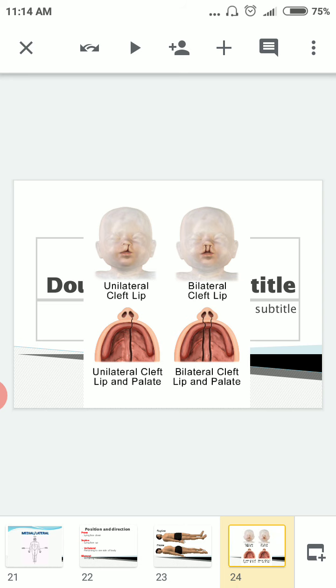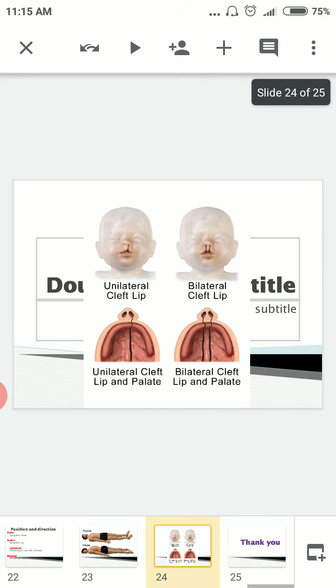In this figure you can see the cleft lip condition. In the first figure it is on one side, so we call it unilateral cleft lip. In the second figure it is on both sides, so we call the term bilateral. So unilateral cleft lip, bilateral cleft lip. These are the terms to be known.